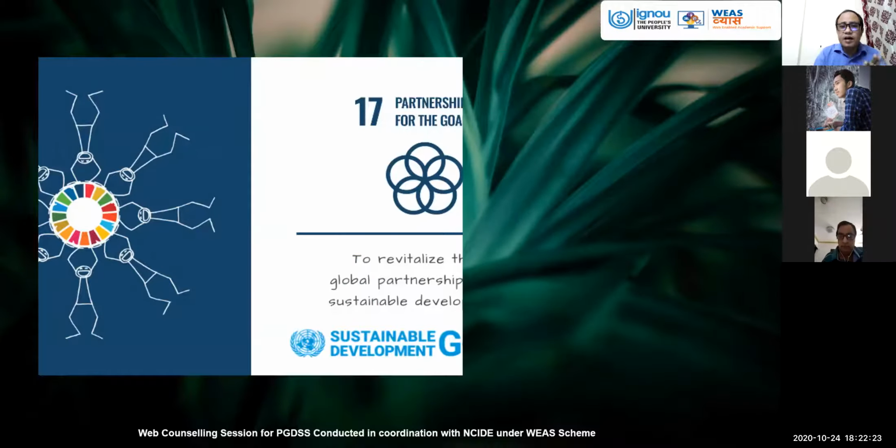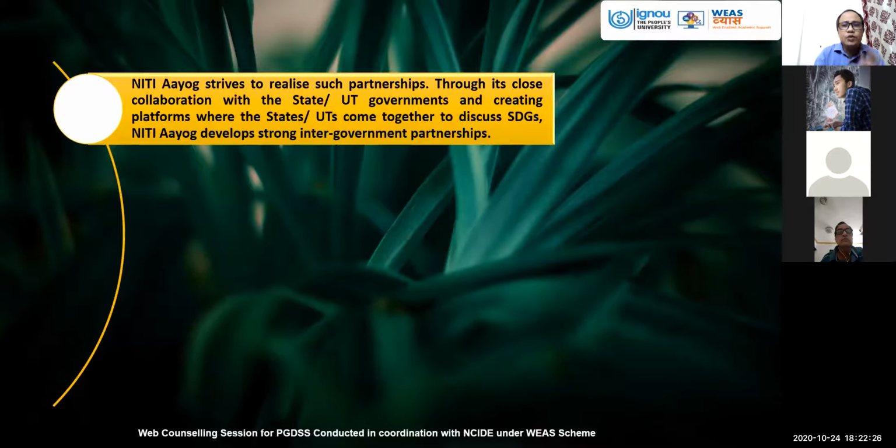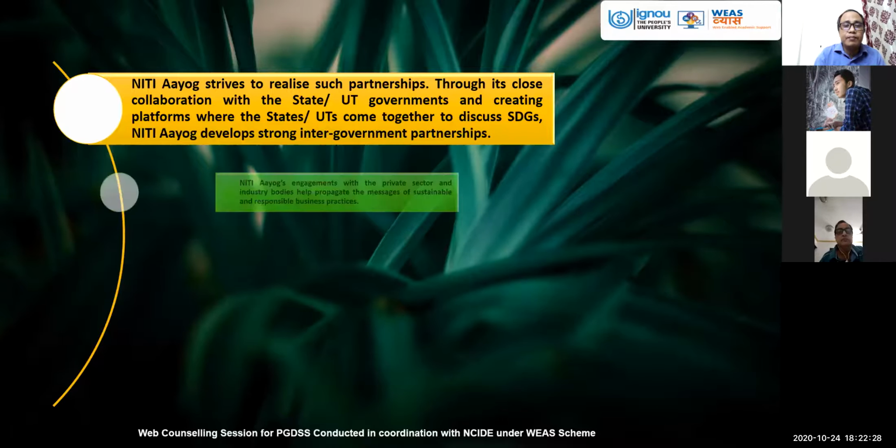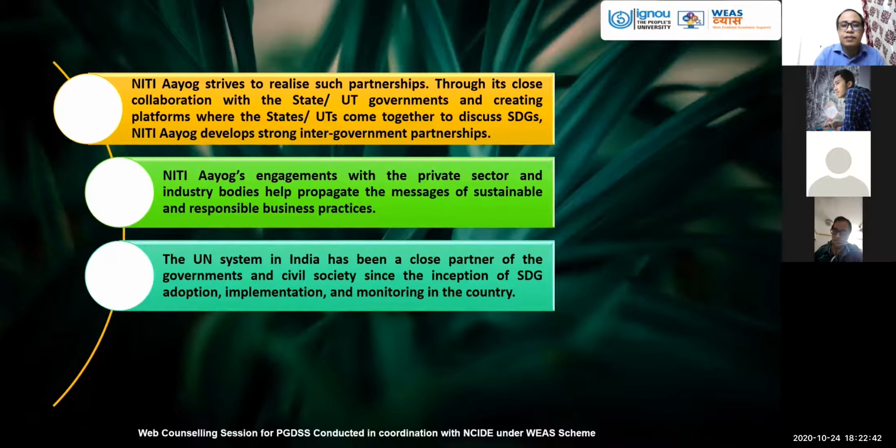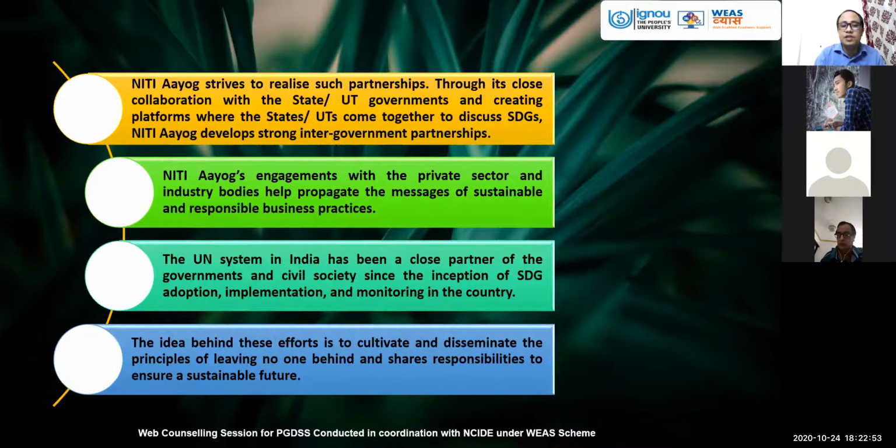Goal number 17 is partnership. Under this, NITI Aayog, as I mentioned, plays an important role and actively engages with different sectors, private and public sector, even industry bodies, to propagate the message of sustainable and responsible business practices. And in the UN system, India has been a close partner of the government and civil society since the inception of the SDGs, and in adoption, implementation, and monitoring in the country. The idea behind this effort is to cultivate and disseminate the principle of leaving no one behind, and share responsibilities to ensure a sustainable future.